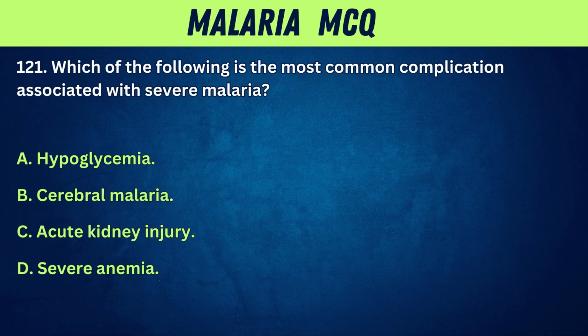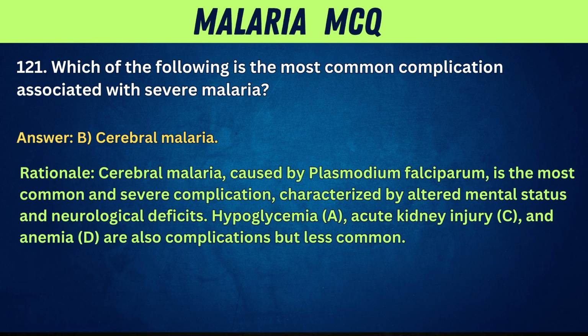121. Which of the following is the most common complication associated with severe malaria? A. Hypoglycemia. B. Cerebral malaria. C. Acute kidney injury. D. Severe anemia. Answer: B. Cerebral malaria. Rationale: cerebral malaria, caused by Plasmodium falciparum, is the most common and severe complication, characterized by altered mental status and neurological deficits. Hypoglycemia, A, acute kidney injury, C, and anemia, D, are also complications but less common.